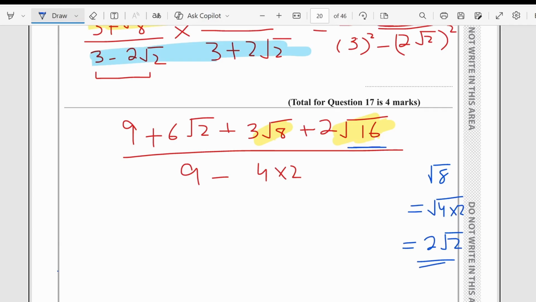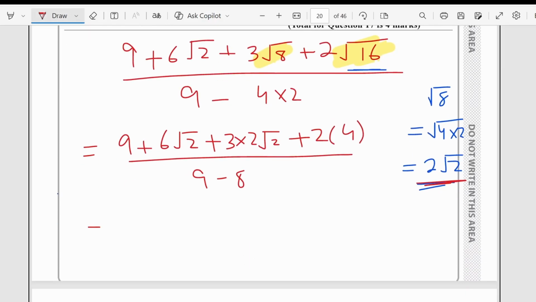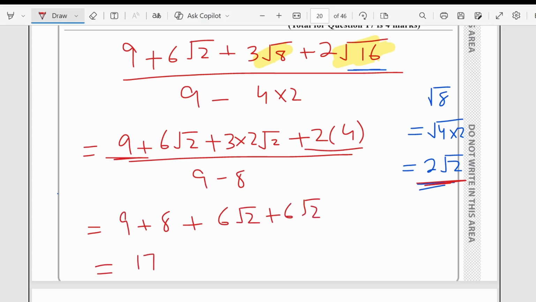So if we write this, 9 plus 6 square root of 2 plus 3 times 2 square root of 2, in place of square root of 8 we replace this value, plus 2 times 4 over 9 minus 8. 9 minus 8 is 1, so we are not going to write anything in the denominator. 9 plus 8, these two values will be added, and plus 6 square root of 2 plus 6 square root of 2. That would be 17 plus 12 square root of 2.